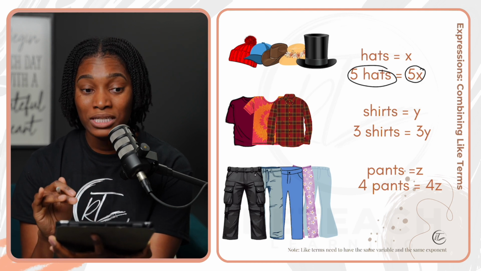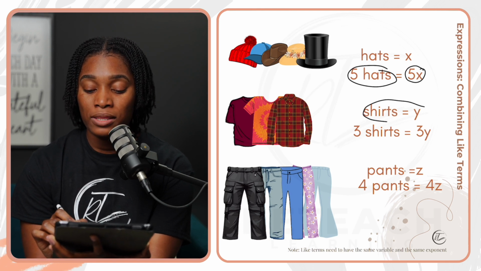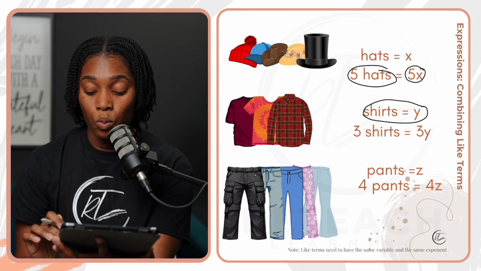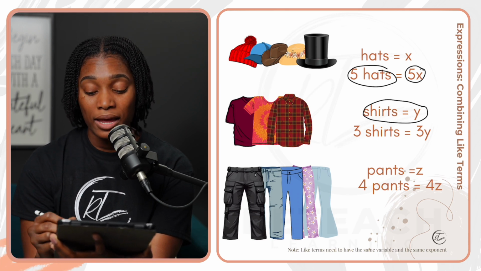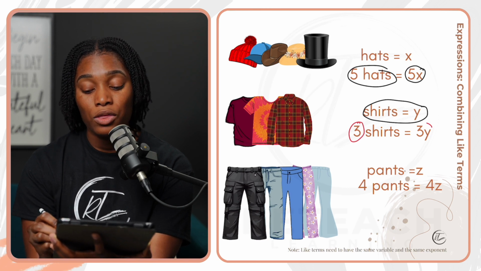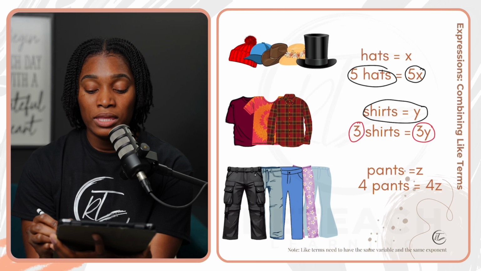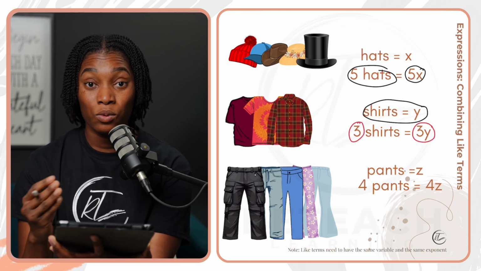And similarly, the same thing applies for the shirts. I have shirts and they're represented by the letter Y or the variable Y. And so I count the number of shirts I have and I happen to have 3 shirts. So that also means that I can represent the number of shirts I have using the expression 3Y.